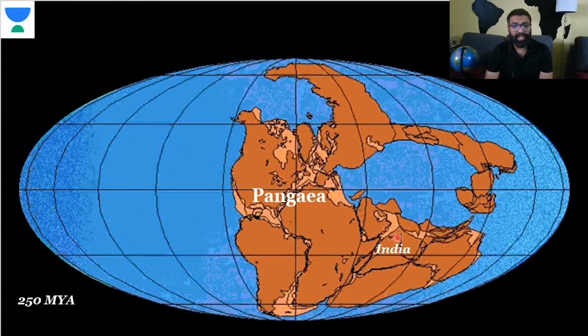Please notice, earlier India was part of a giant landmass called Pangaea. Pangaea was a supercontinent. Pan means all, Gaea means earth, all earth together. This Pangaea was surrounded by a water body called Panthalassa. You can see the blue part here is Panthalassa here. Okay, so India was part of the southern Pangaea, which we today call it as Gondwana land.